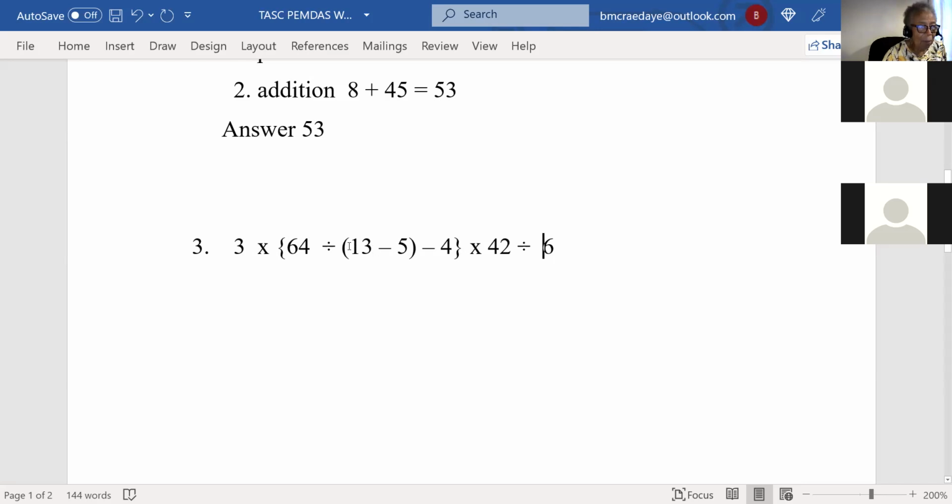So you have parentheses here, and within the bracket you have operations, like division here, and you have subtraction. Now, since you said that we do the parentheses first, what do we do first here, Vanessa? 13 minus 5. That's in the parentheses, right? We do the parentheses. Okay.